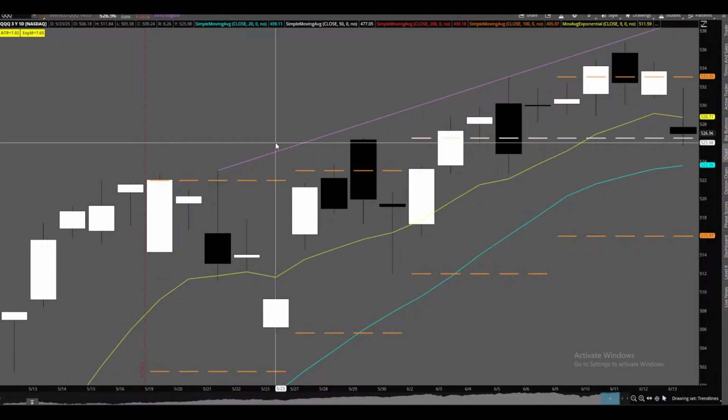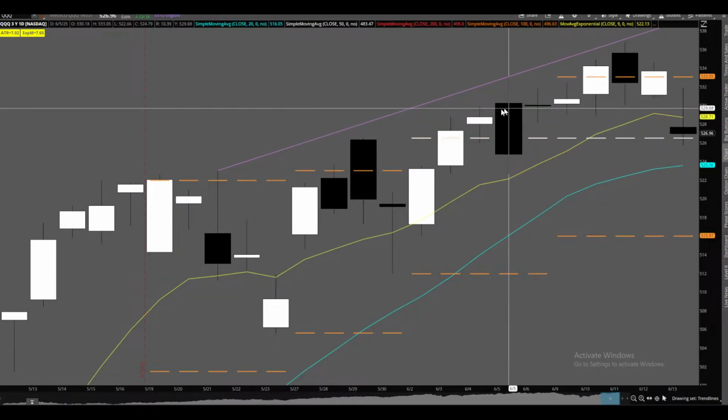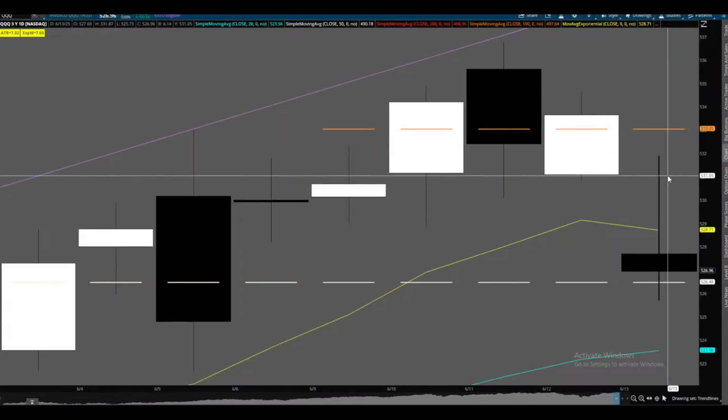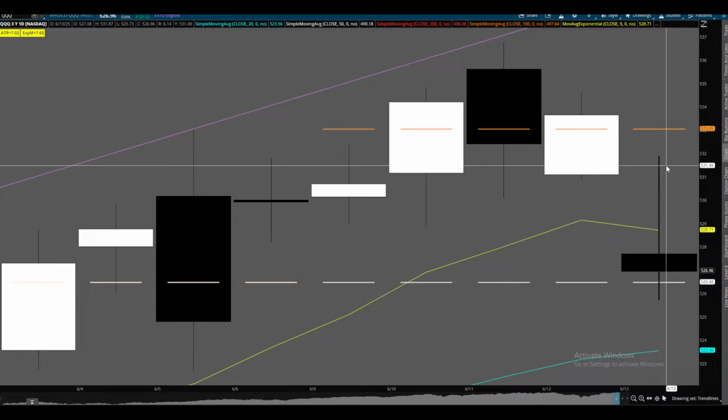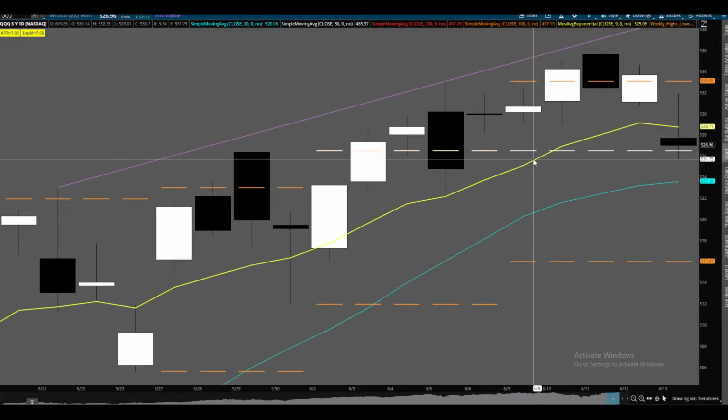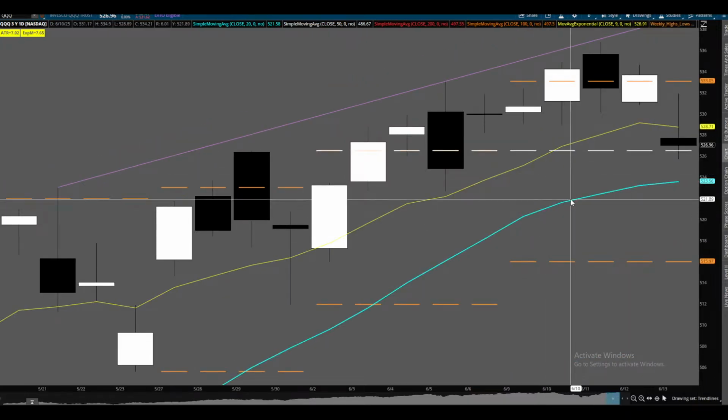All right, but where is it at now? 531.52. 531.52 is at the highs of Friday. Like I said, if the market's nuts, it's probably pricing in this war that's going on.